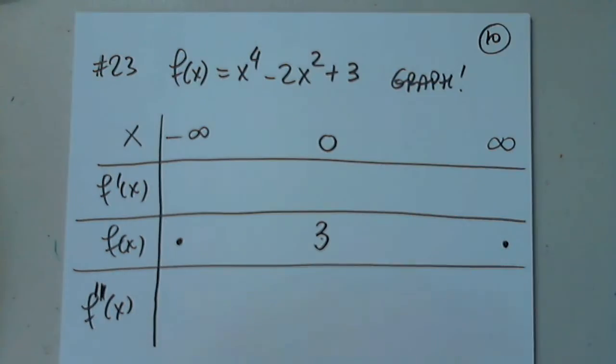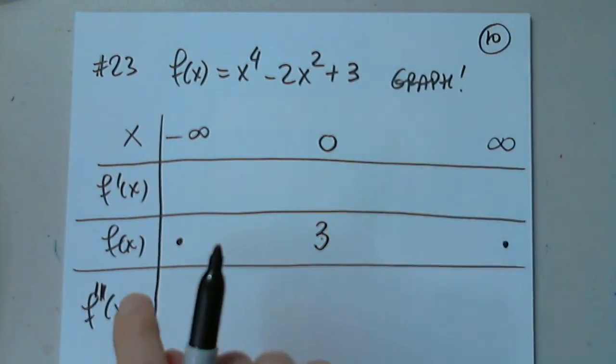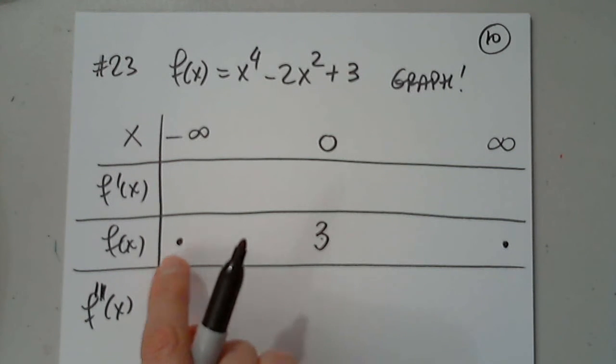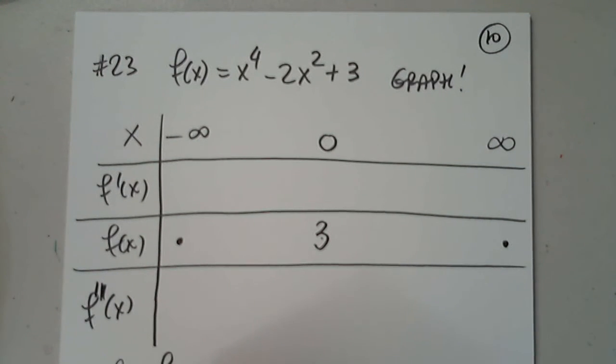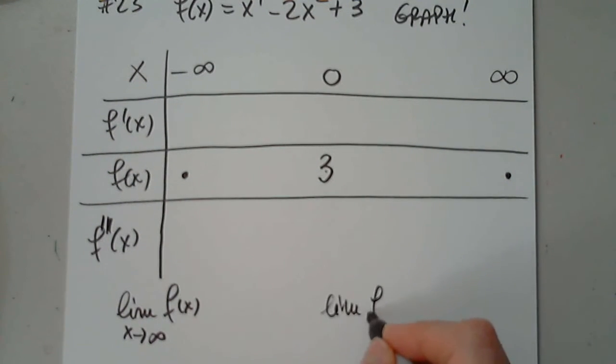Very good, thank you very much. Can anyone look at this function and determine the limit here? The limit of f of x as x approaches infinity, and the limit of f of x as x approaches negative infinity.